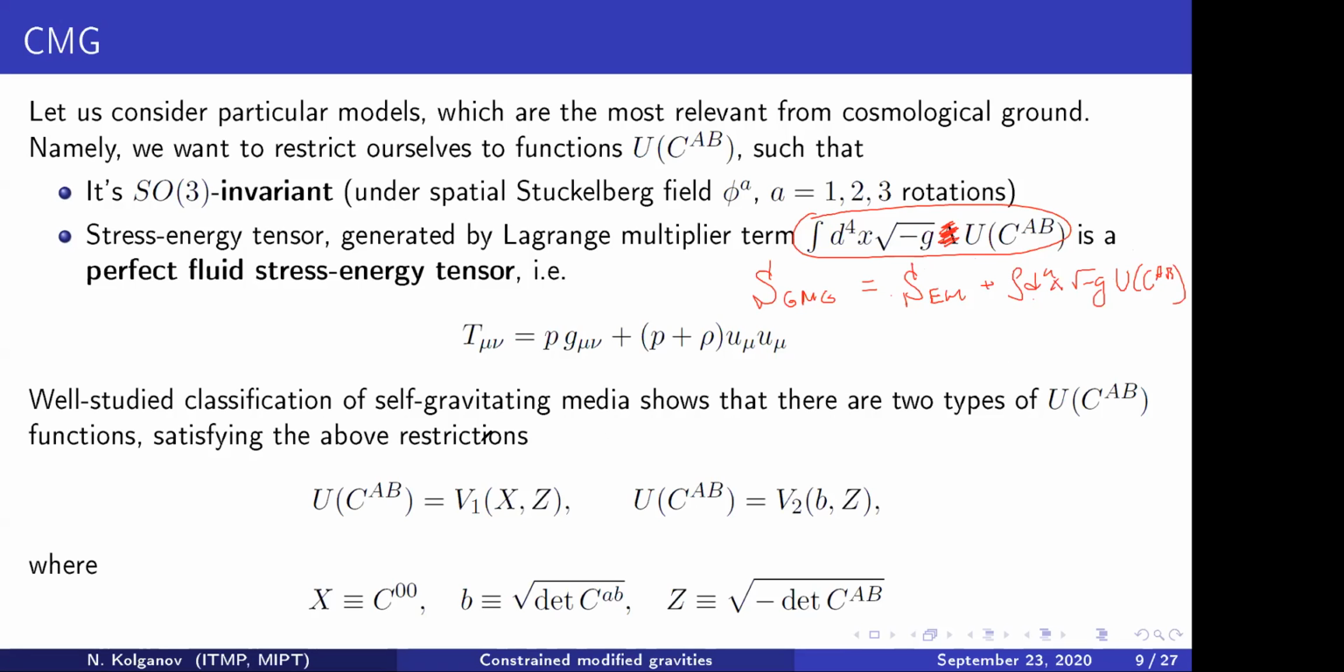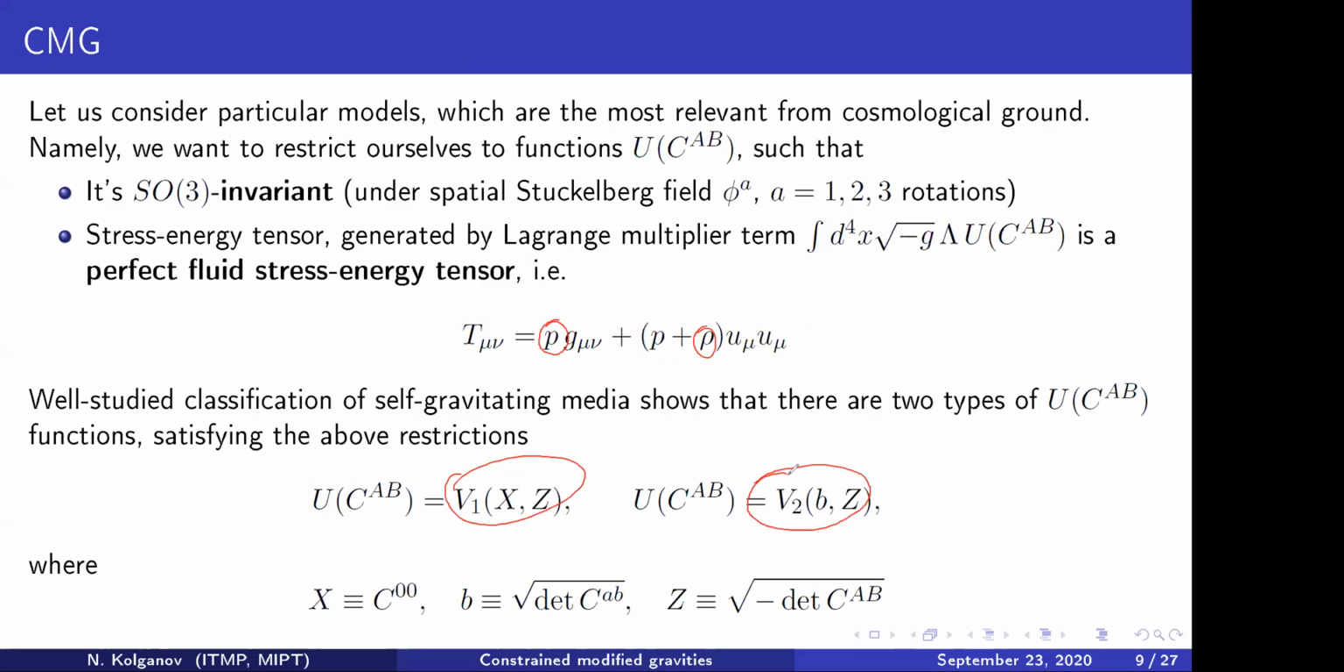There are only two possible functions U of C_AB, so that the stress energy tensor becomes the stress energy tensor of some perfect fluid. And this pressure and this density can be reconstructed from the form of these functions V1 and V2. In the next slides, I provide you explicit formulas for P and rho.